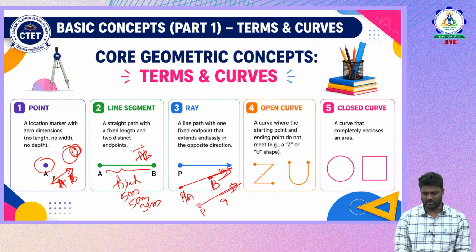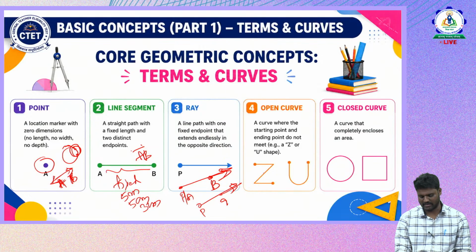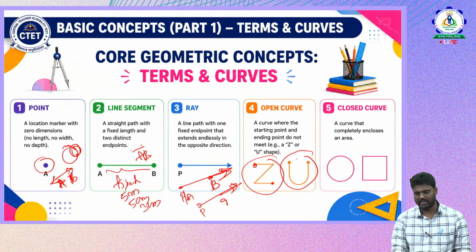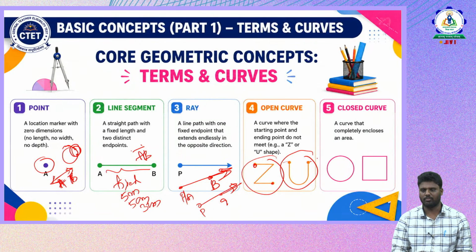Another concept is the open curve: a curve where the starting point and end point do not meet at all. It starts at one point and ends at another point, and they do not meet each other when forming the curve. It forms in a zigzag way. For example, the letters Z and U are examples of open curves, where the 2 end points don't meet at any point.